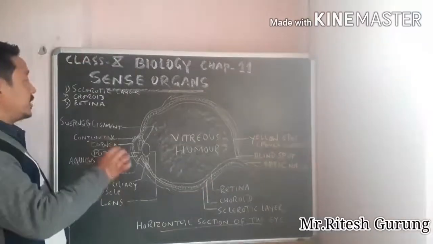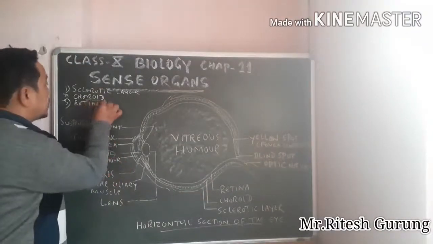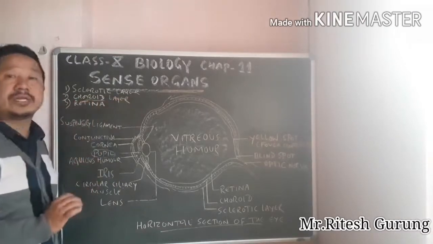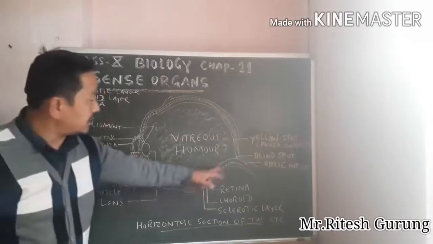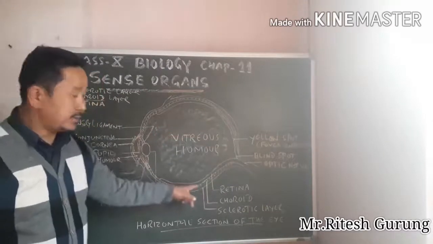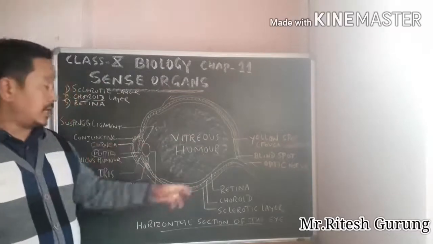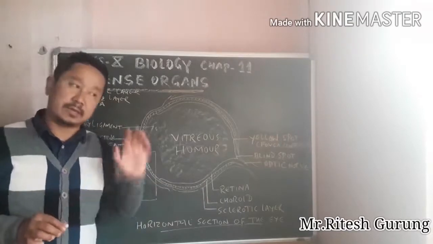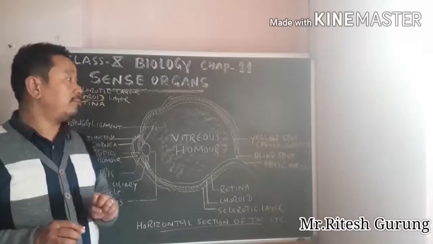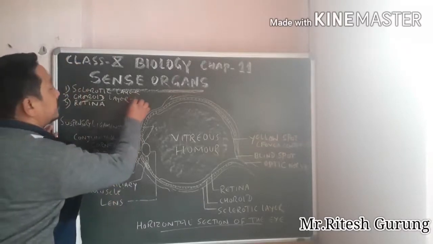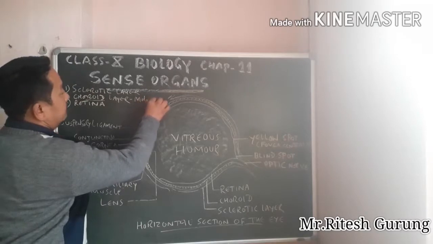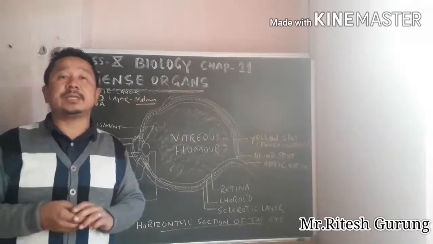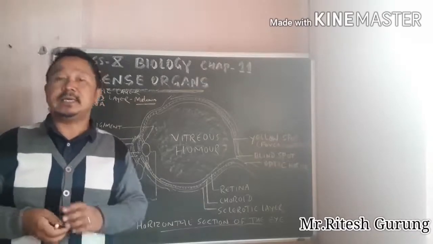All right. So the next, middle layer is the choroid layer. As you see here in the diagram also, the second, middle layer is your choroid layer, and this choroid layer is richly supplied with blood vessels and contains a black pigment called melanin, M-E-L-A-N-I-N. This melanin prevents the reflection and scattering of light in the eyes.